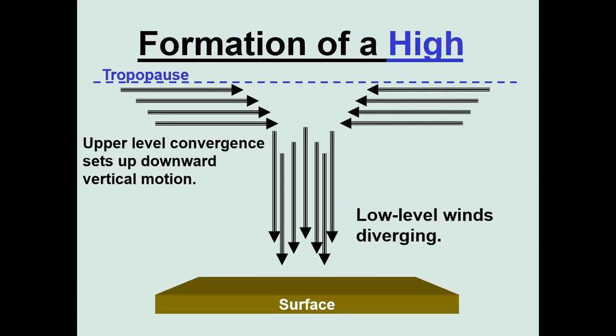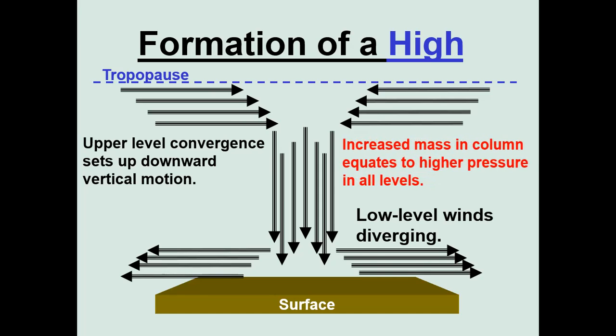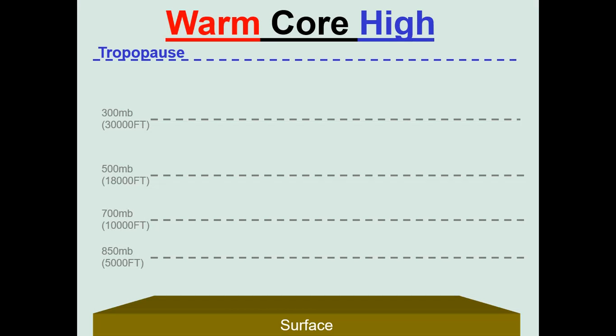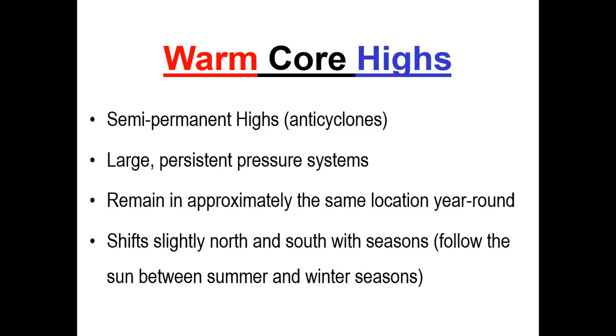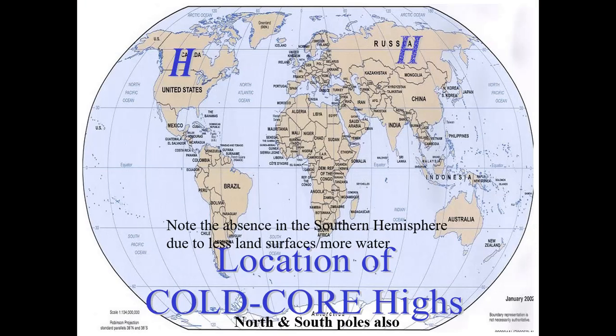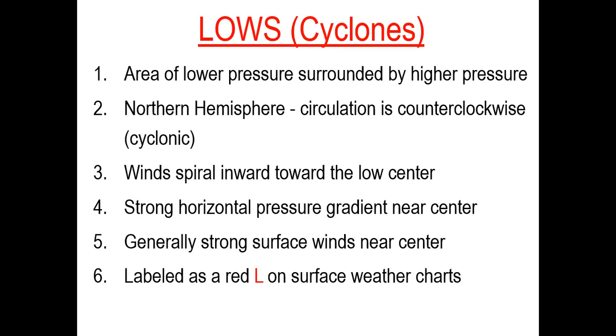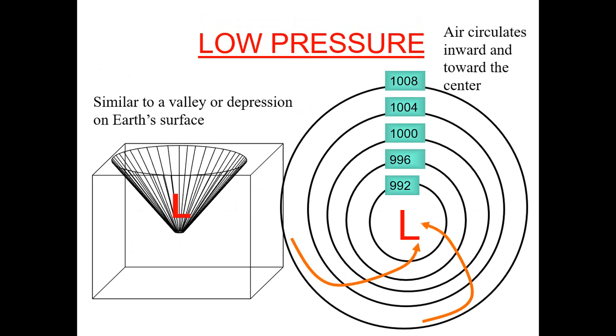We talked about in the vertical, the damper effect, how you have upper level converging air, sinking air motion, and then lower level diverging air. That increased mass in the upper levels of the atmosphere results in a sinking air motion. And this is the typical weather with high pressure. We talked about warm core highs, and then we also went into general locations. Cold core highs, same, and where they typically form, transitory or periclinic highs, very common in the wintertime, and then low pressure systems.